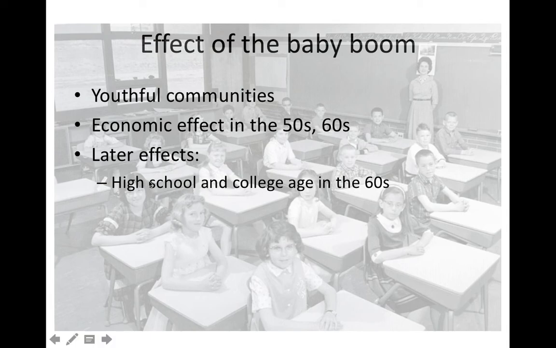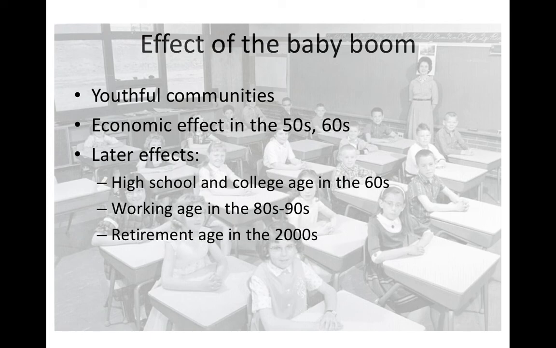in the 60s you had kids becoming high school and college age, and that's going to affect everything that happens in the 60s as you have this youthful boom of people growing up and exerting a big influence, and that's why you get such a big youth movement in the late 60s and 70s. In the 80s and 90s, that same baby boom group is into the working age, and that affects the economy. And then now they're into their retirement age, and that's affecting us again as well.